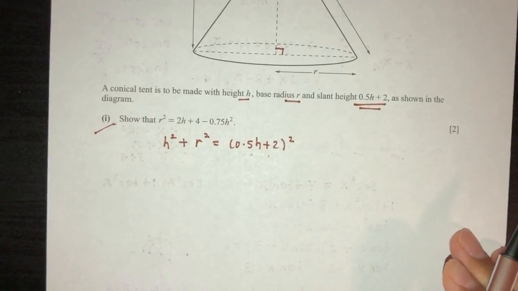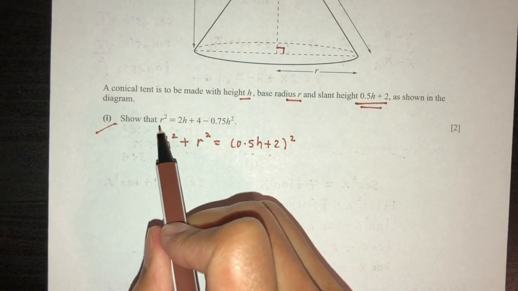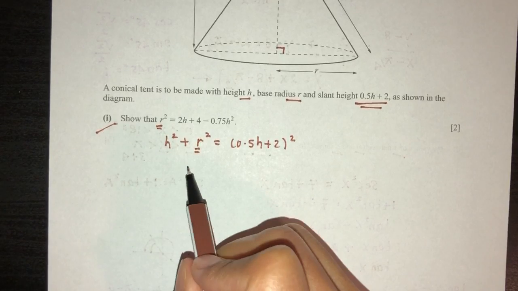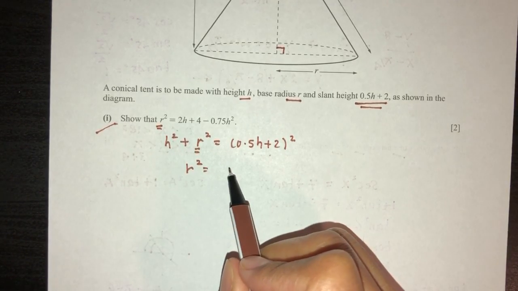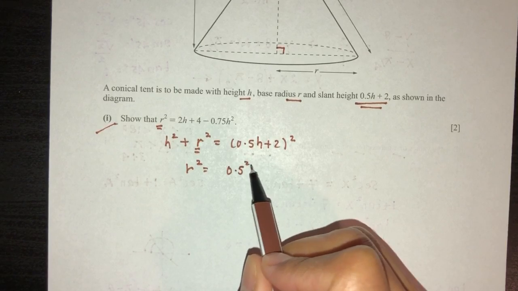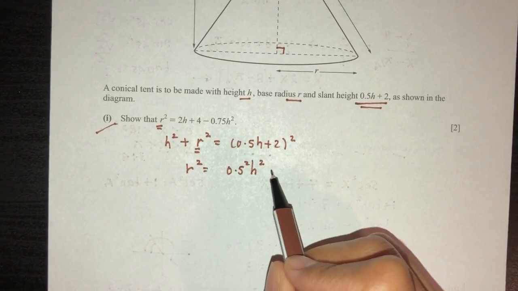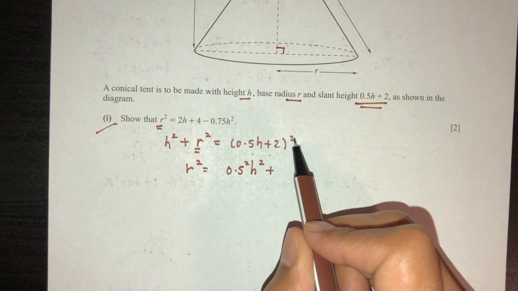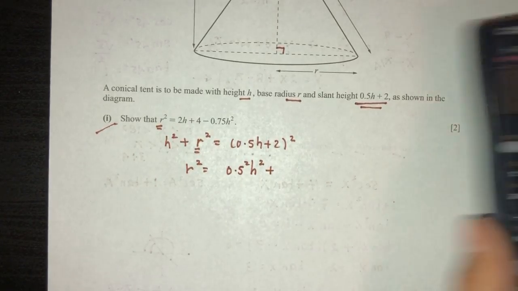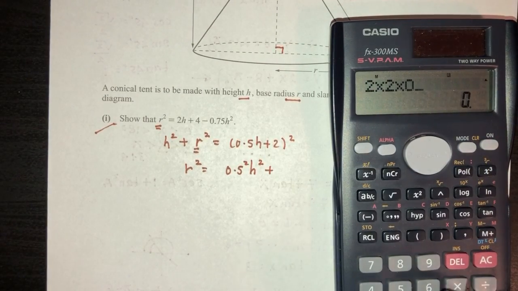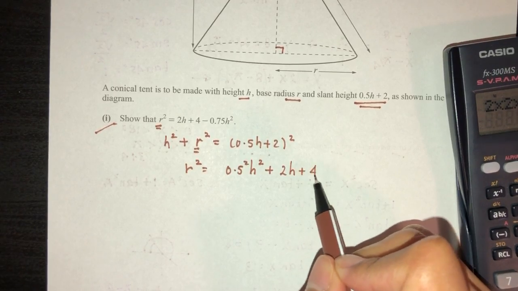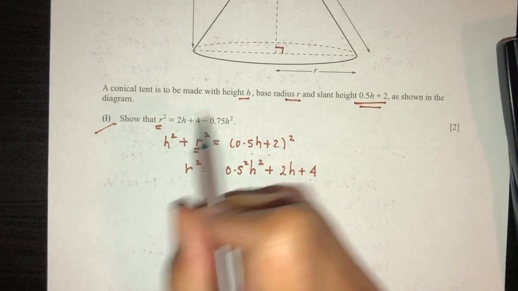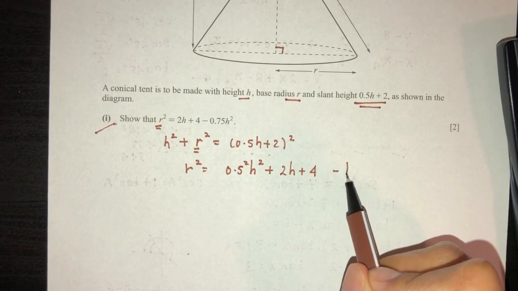Now we just have to expand this. We have to make r squared the subject of formula. So r squared is equal to, how do you expand this? That will become 0.5 square h squared plus, what is 2 times this times this? So what is 2 times 2 times 0.5? That should be 2. 2h plus 4. Now send h over here, it will be minus h squared.